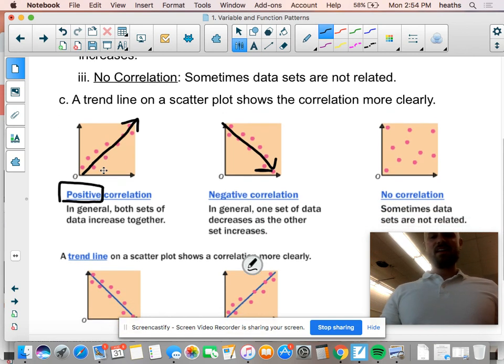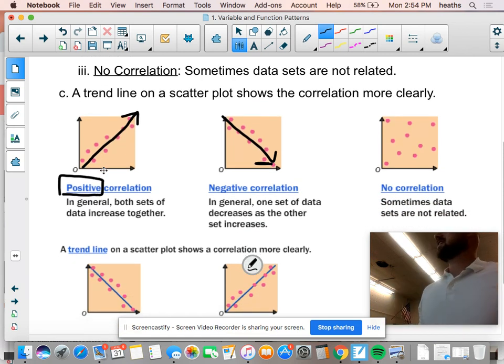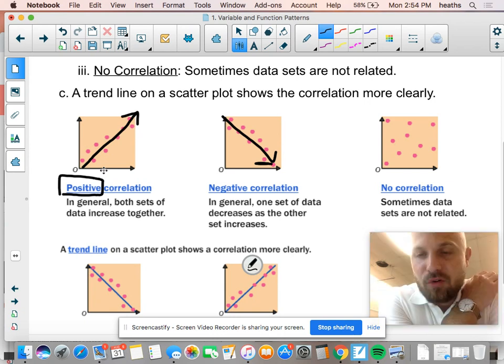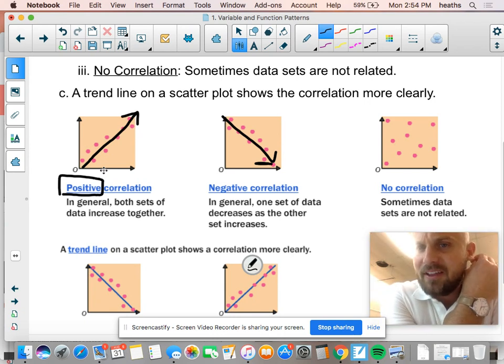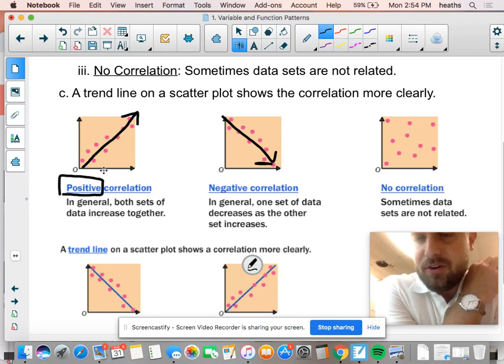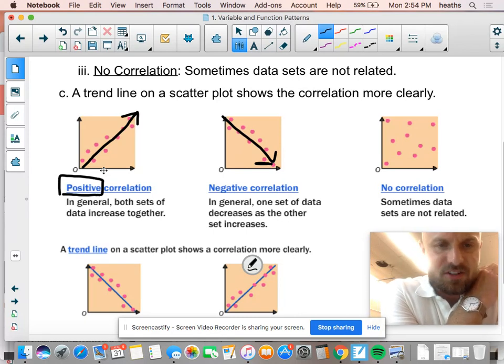And then finally, no correlation is just when your dots are all over the place. Looking at that graph there, I can't really draw an arrow to tell you what direction that data is going. There's dots everywhere. There's no real pattern of what direction those things are moving.